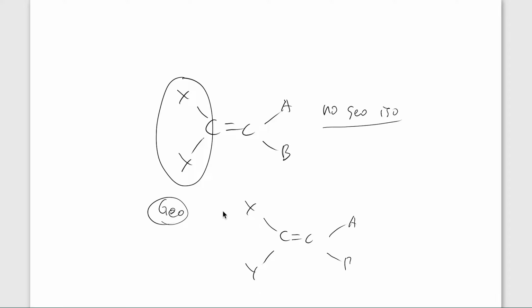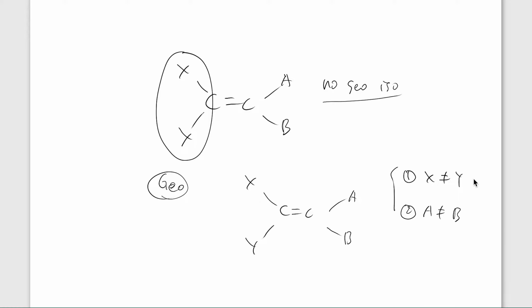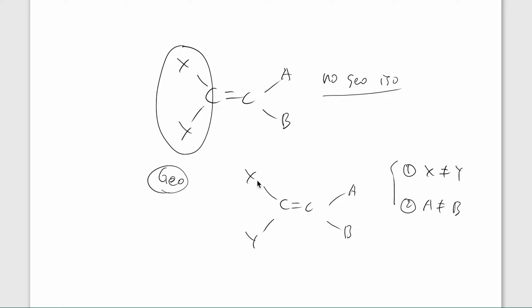you need to make sure there are 2 things happening at the same time. The first is x doesn't equal y. The second is a doesn't equal b. So if you have a structural formula that satisfies x not equal to y and a not equal to b, so neither side can be the same, then you can have a geometric isomer. If any side is the same, you definitely don't have a geometric isomer anymore.